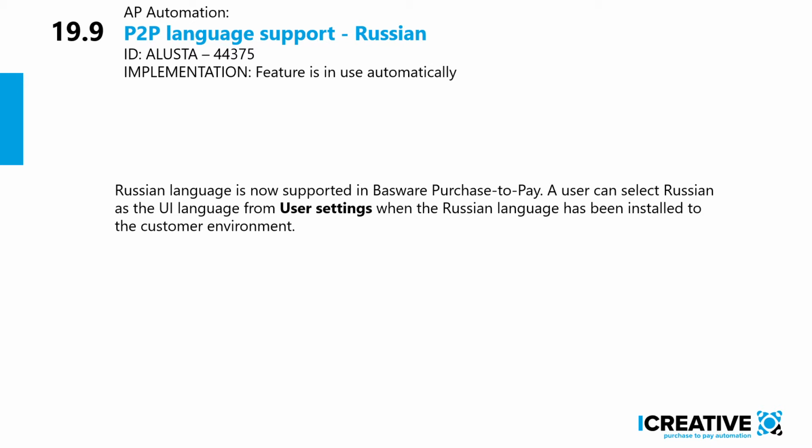All right, a small new feature. Well, it says AP automation, but it's more general actually. The Russian language is now added. For now, it's 27 languages that they are supporting right now in the Basware P2Ps. And well, Russian is, of course, a very important language.